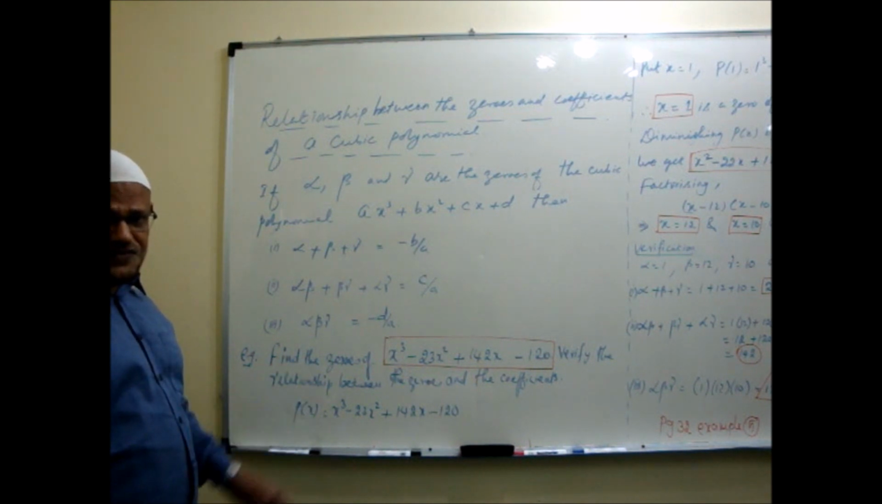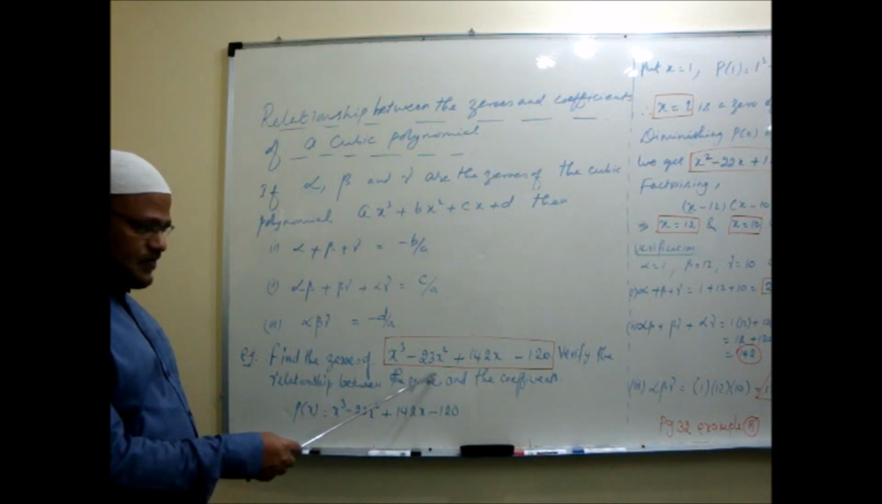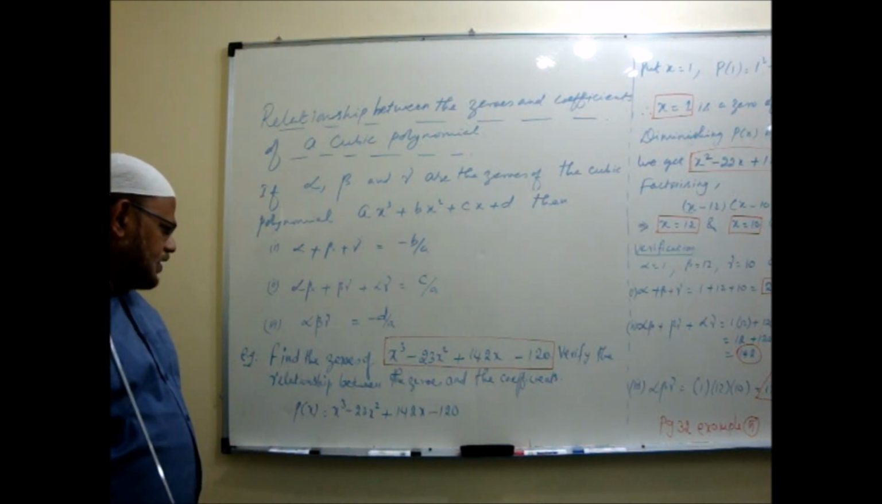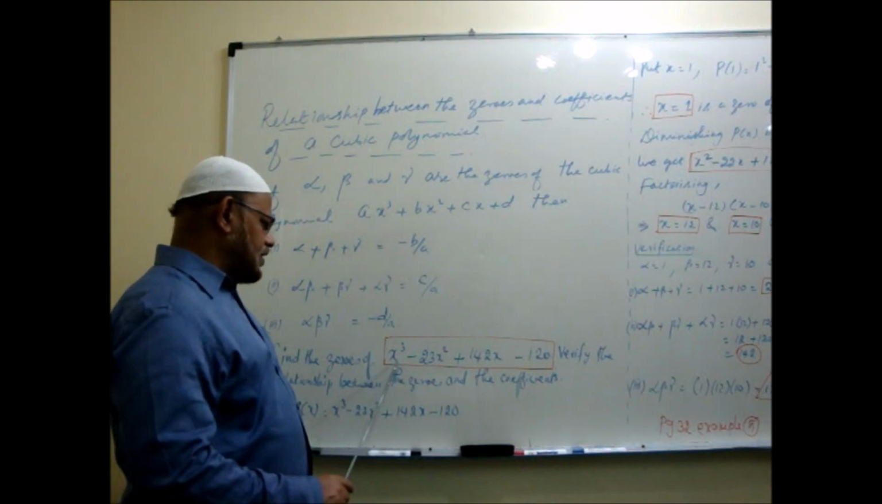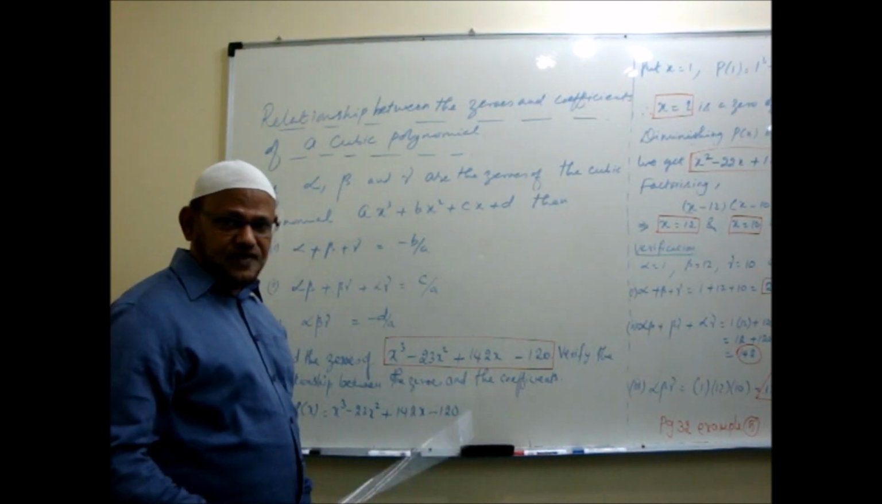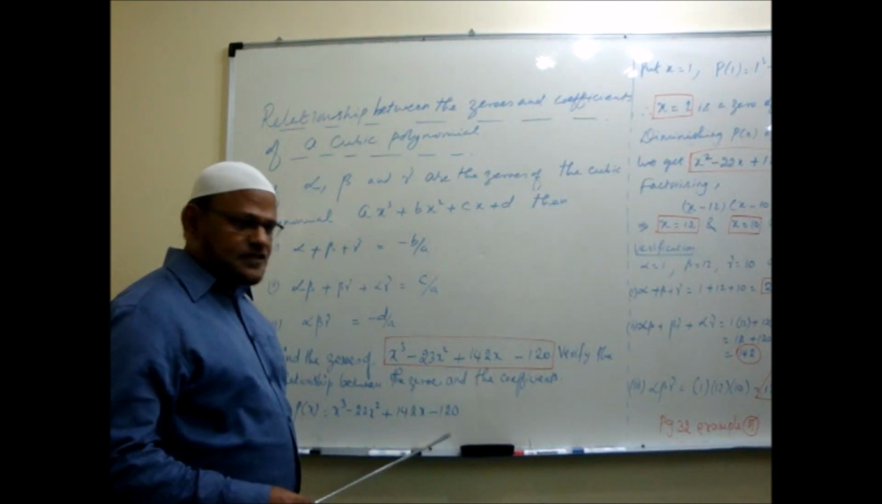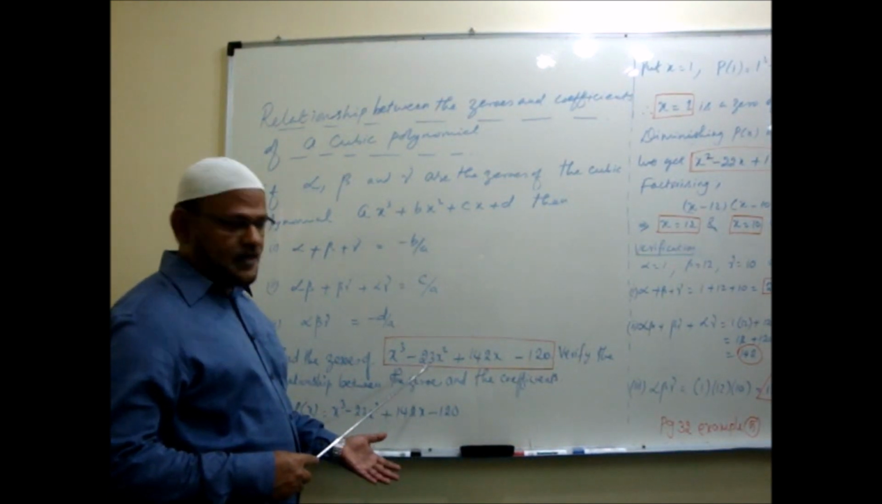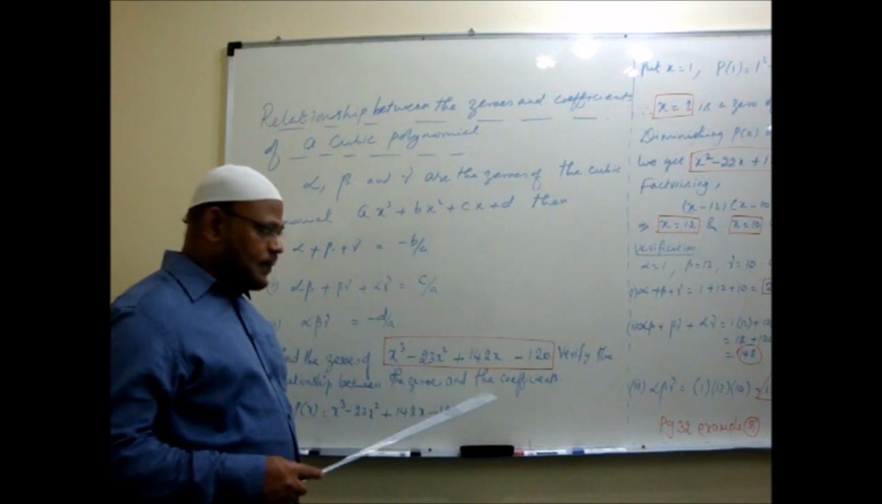Now let's verify this. I have taken a question from your class 9th, because the question is not in the book. In your book they have given a cubic polynomial and they gave the zeros also. They are only asking you to verify the property. This is for knowledge, and may or may not be so important from the examination point of view.